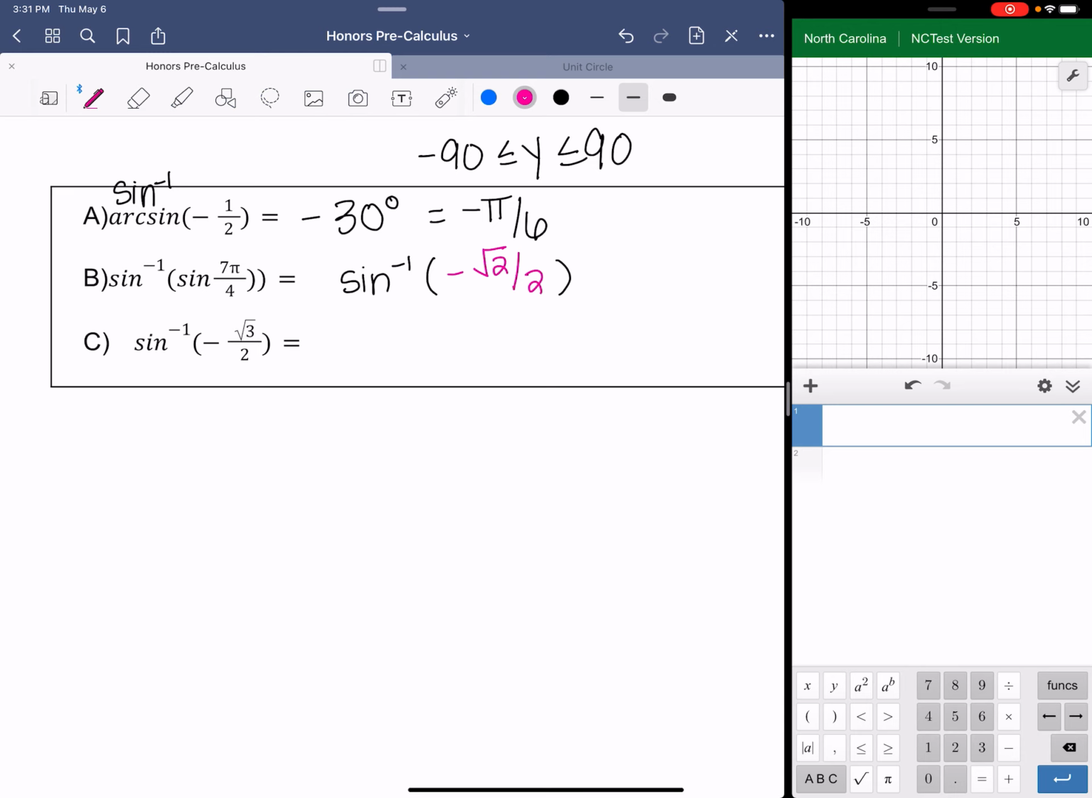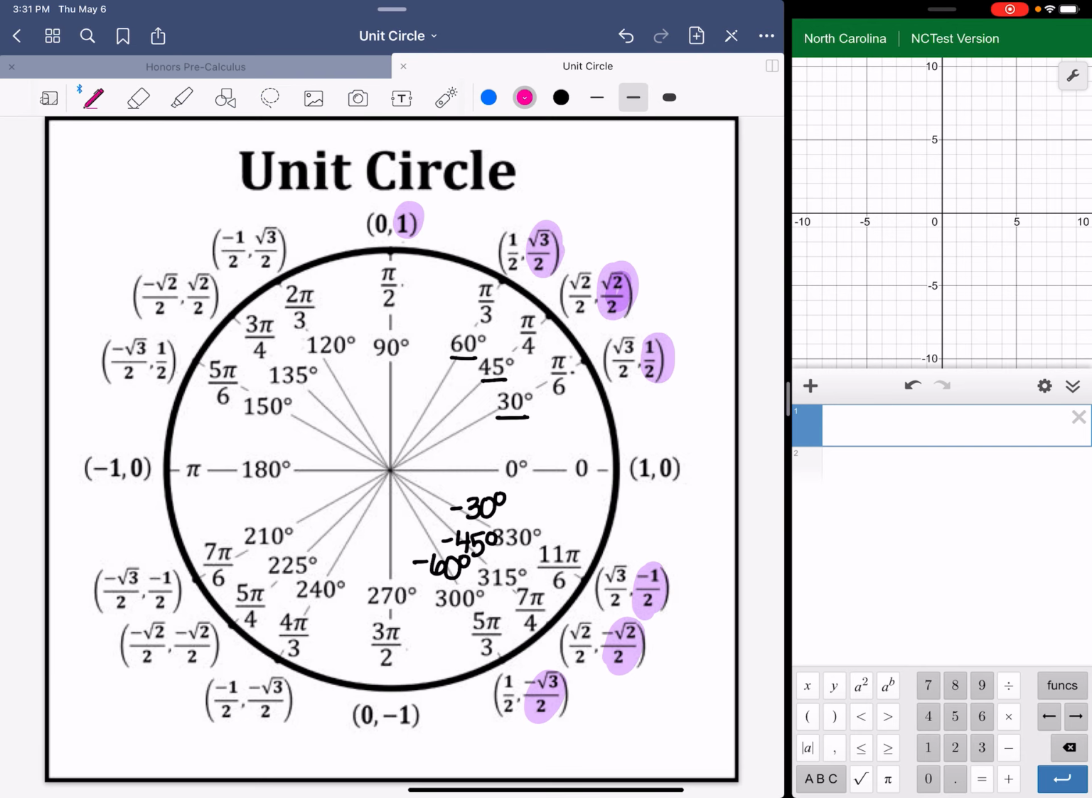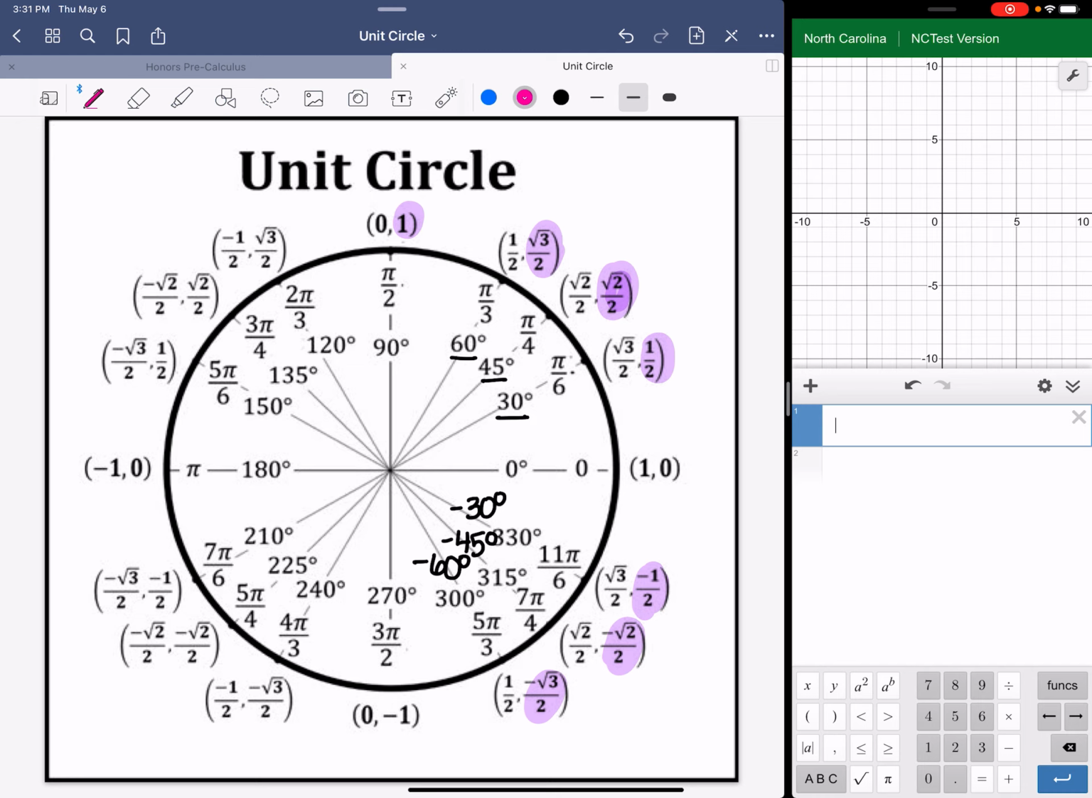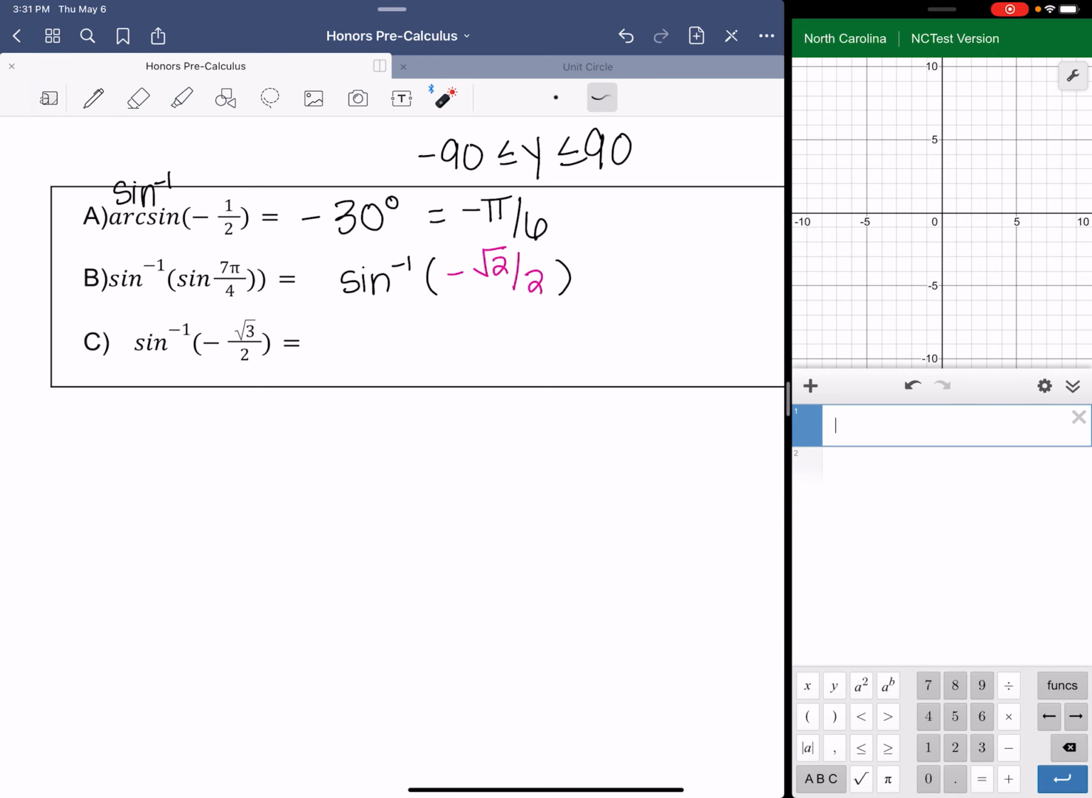All right, so if I have negative square root of 2 over 2, then technically that angle measurement, that inverse measurement, is going to be 315, but we can't put it as 315. We have to put it as negative 45. So we have to maintain our restrictions here. So that's going to be negative 45 degrees or negative pi over 4.